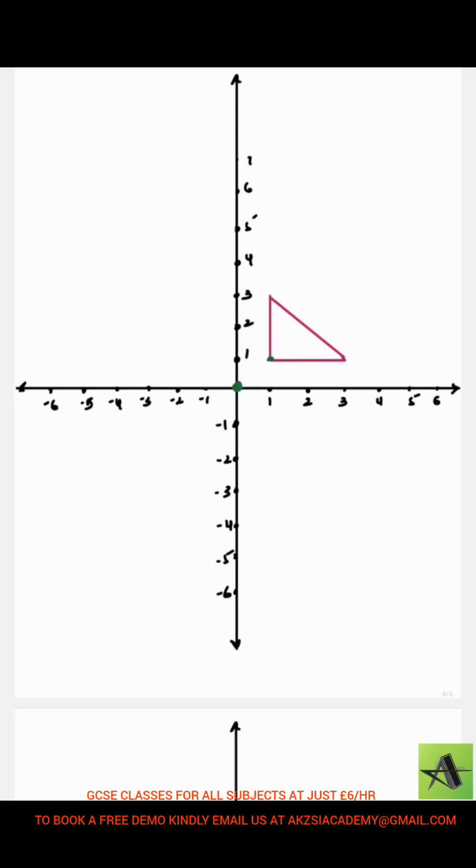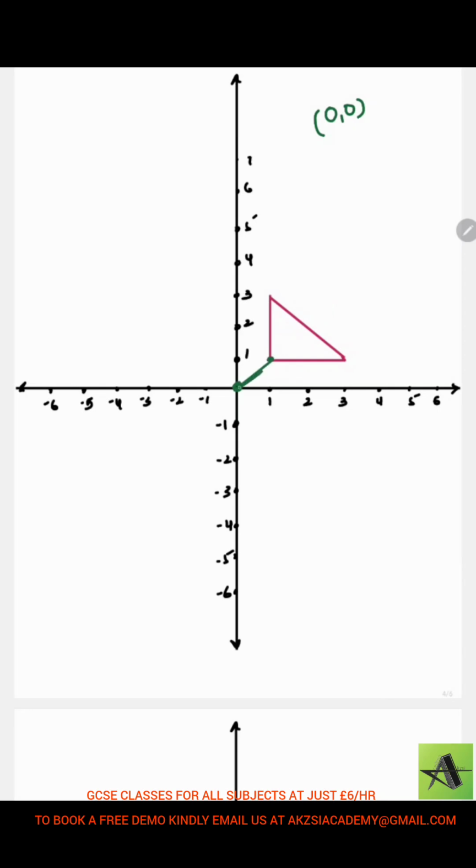For negative enlargement, we'll be doing the same thing. That means the first thing is we have to locate the center of enlargement. Here in the question, they have mentioned that the center of enlargement is 0, 0. I'll locate that, then locate any point of the figure and join them together. I'll measure this one, but there's a catch: after measuring, we multiply by the scale factor and move in the opposite direction, instead of moving in the same direction.